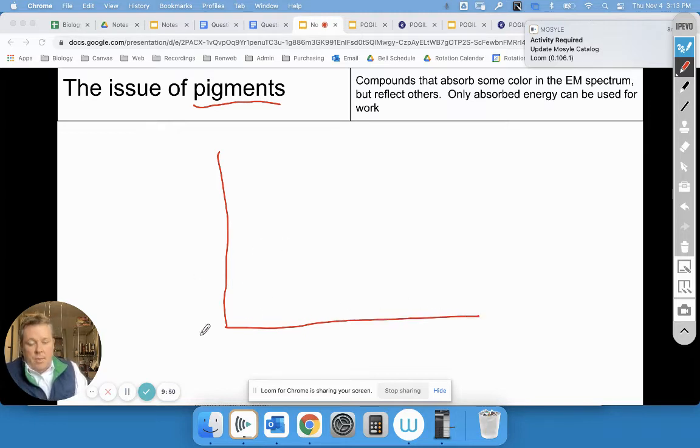And this graph on the independent variable has the wavelength, but I'm going to make it, let's see, these are longer wavelengths. Let's do this one.